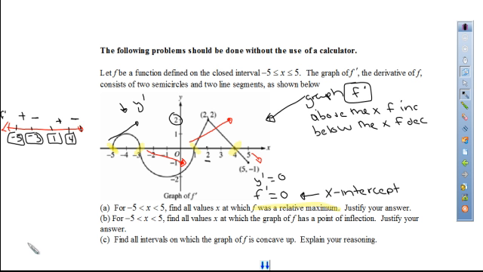So which ones are my relative maxima? My relative maximum is going to occur here, because I'm going from positive to negative, and right here at 4, because once again I'm going from positive to negative. So which ones are my relative maxima? When x is negative 3 and x is equal to 4.